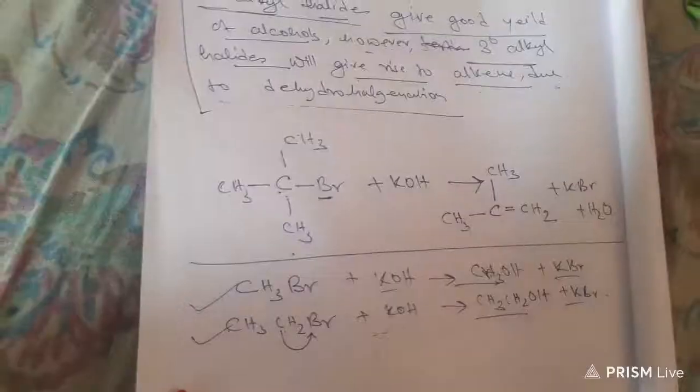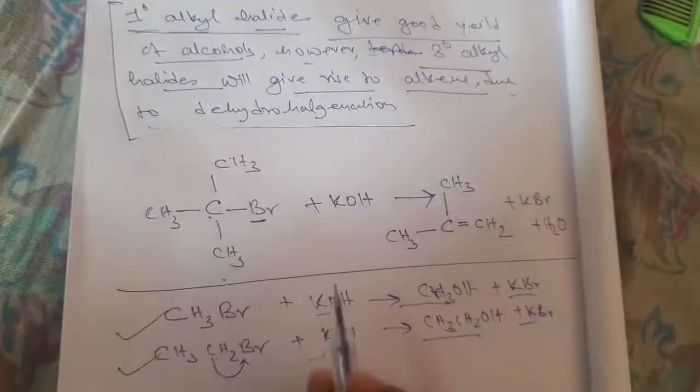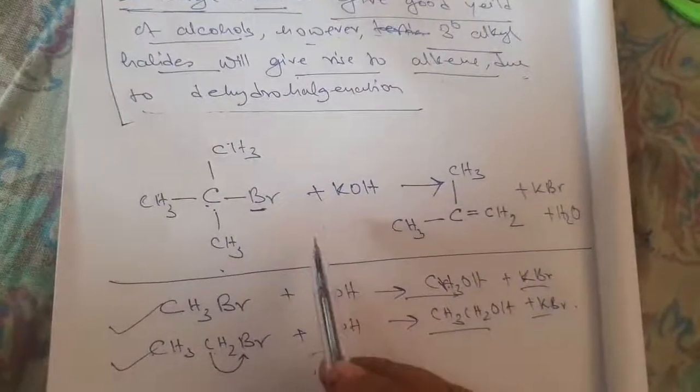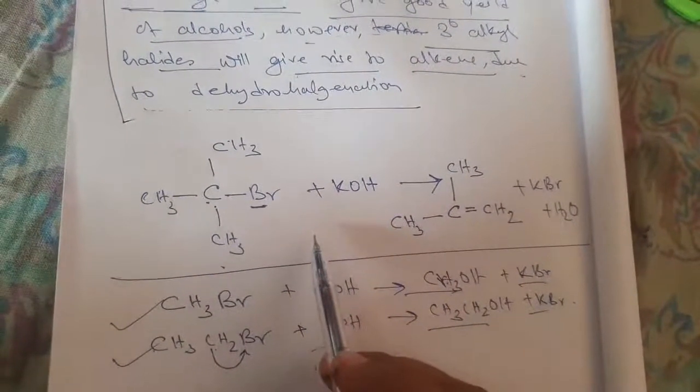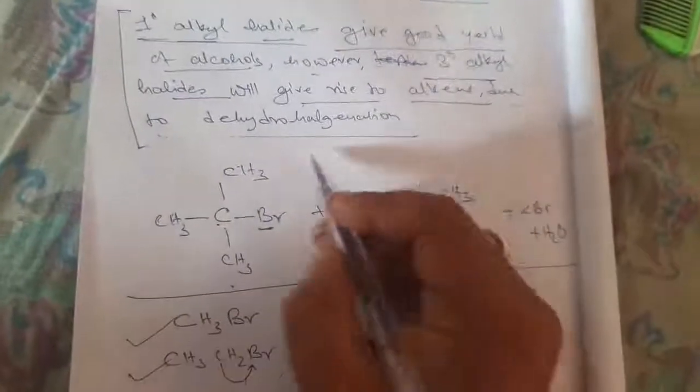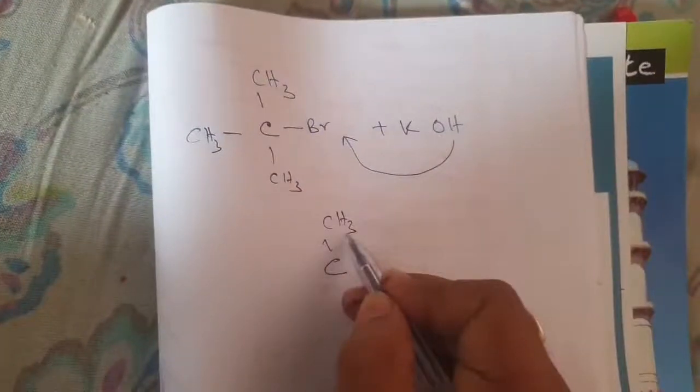However, tertiary alkyl halides will give rise to alkenes due to the halogen. Let us try to understand. Let me show you this reaction on the next page. Suppose it was like this, with CH3 groups, and when you add KOH, the OH comes here.